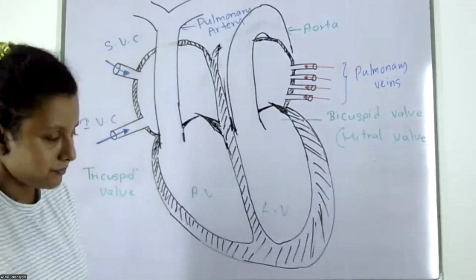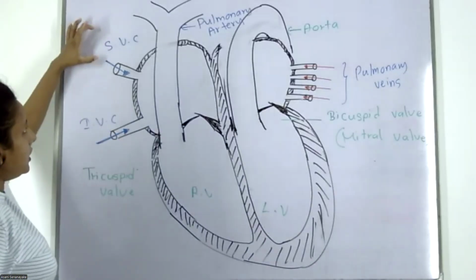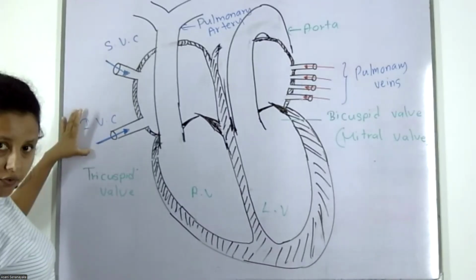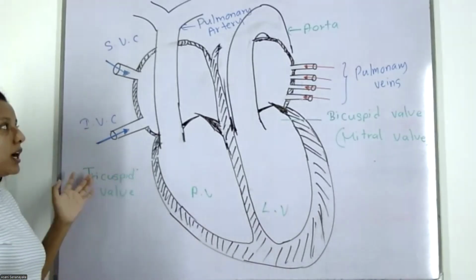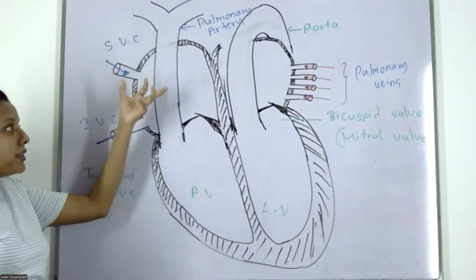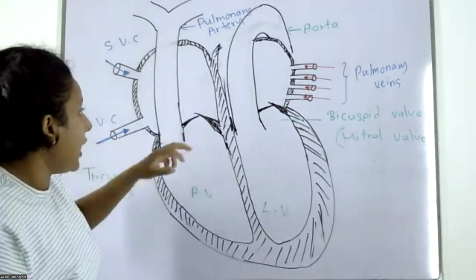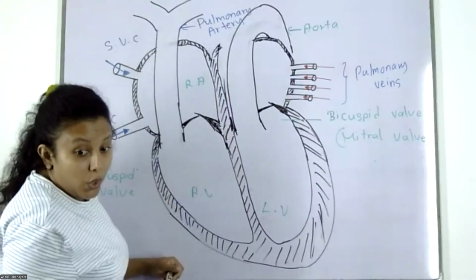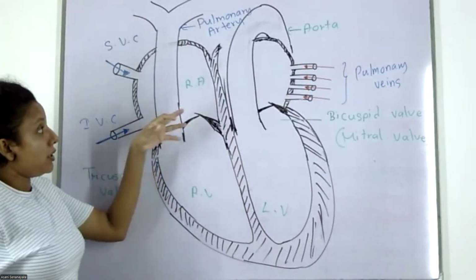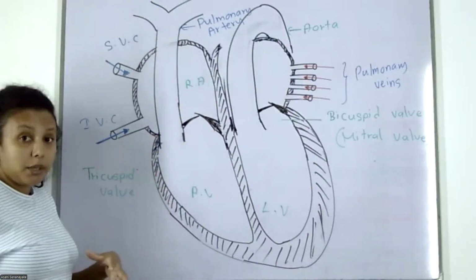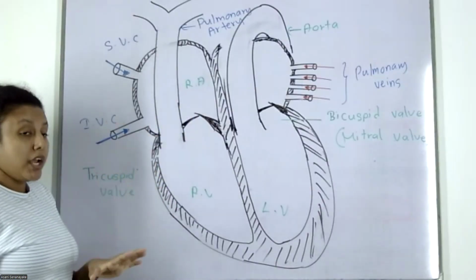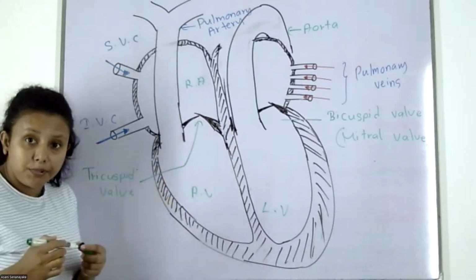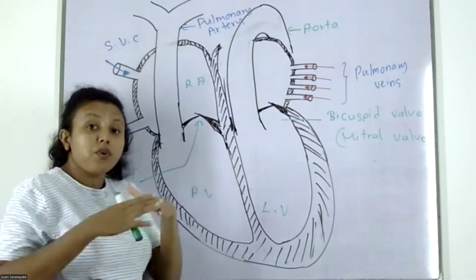Now listen carefully. From the superior vena cava and the inferior vena cava, these two vessels bring blood to the right atrium. Then the right atrium is filled with blood. When the right atrium is filled with blood, the valve we call the tricuspid valve opens.